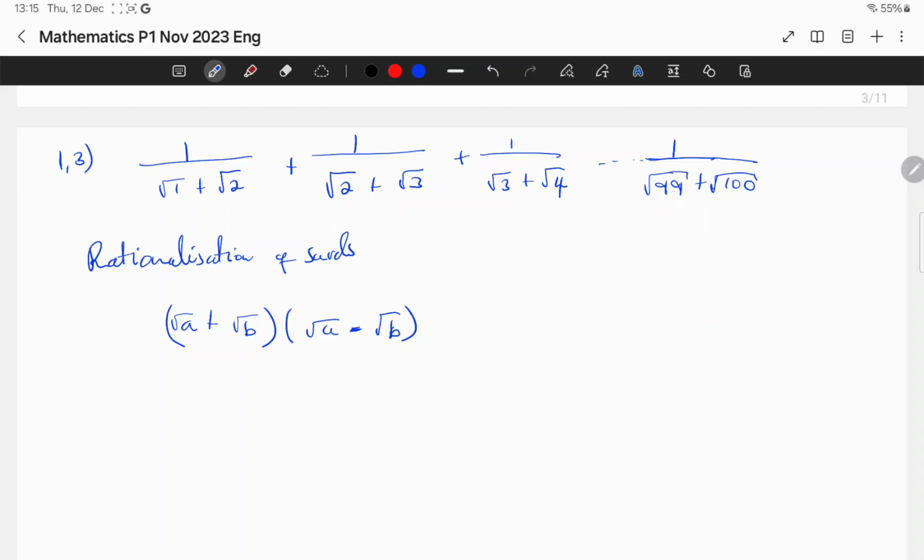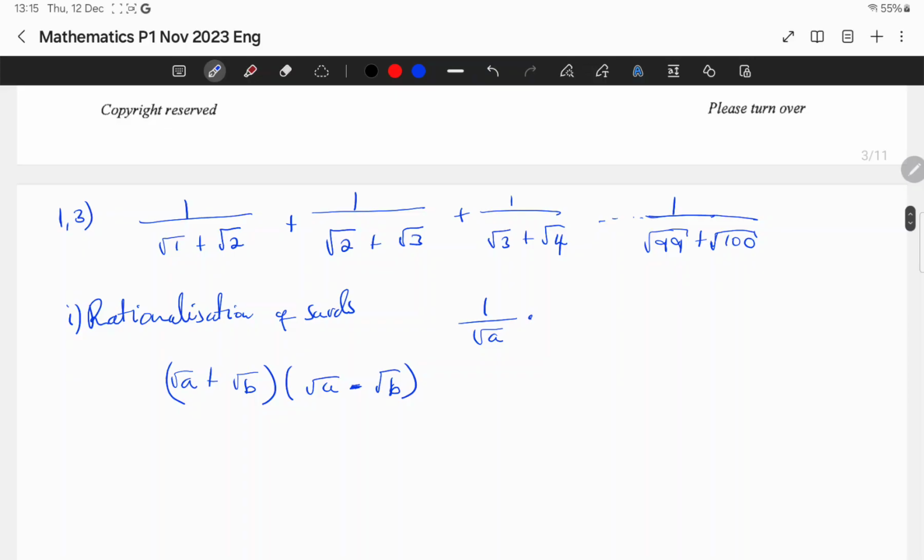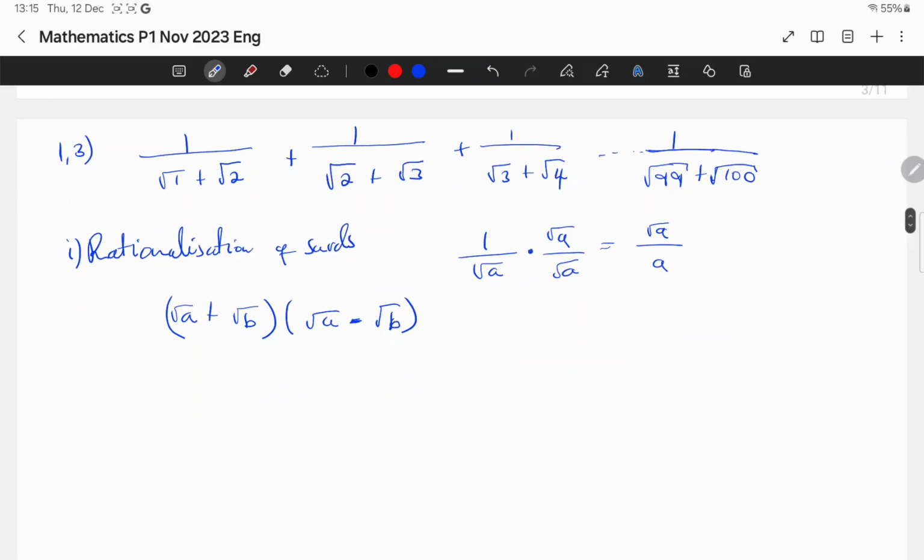So there are two techniques at play here. One, the rationalization of surds, which is, as you have learned, if you have something 1 over root a, this can be written in this form, multiplying by root a over root a. This is equal to root a over root a squared, which is just a, so root a over a. That's the rationalization of surds. That's the first concept you want to think about.